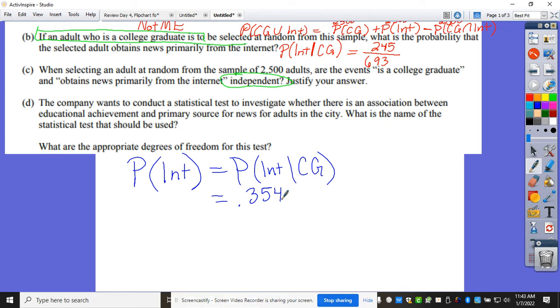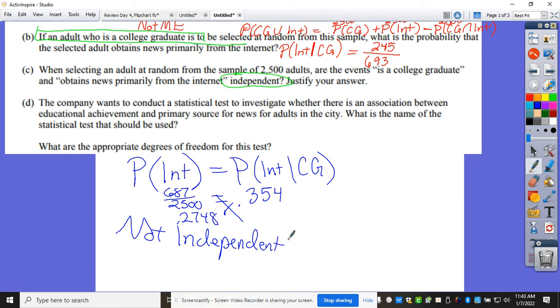How do I find probability of internet? It's what out of what? 687 over 2,500. Does anybody have in front of them what that decimal is? 0.2748. And those are not equal, so they are not independent, and that is all you would need as your entire justification. Questions on that problem?